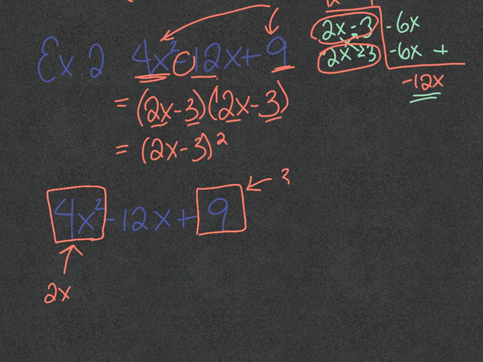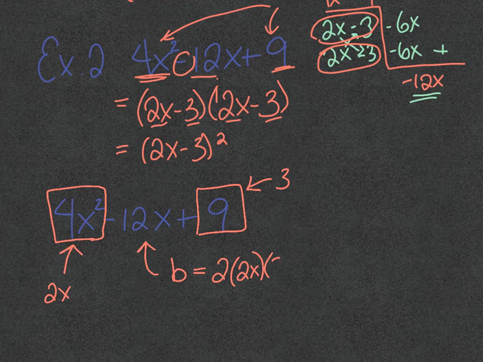The last piece of information is that this middle term here, so this b term in the middle, has to be equal to 2 times the square root of the first term, so in this case 2x, times the square root of the last term, which is 3. And now I'm going to add a little piece here. It could be plus or minus. And from here, what I get is 4x times 3, which is 12x. And because we had negative 12x, then we know this is a perfect square trinomial.